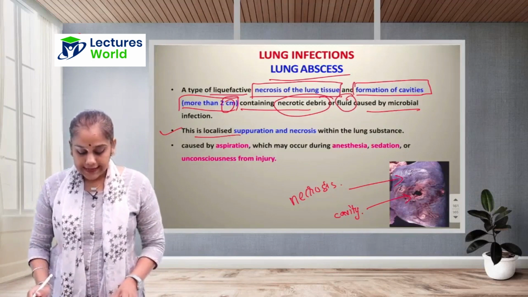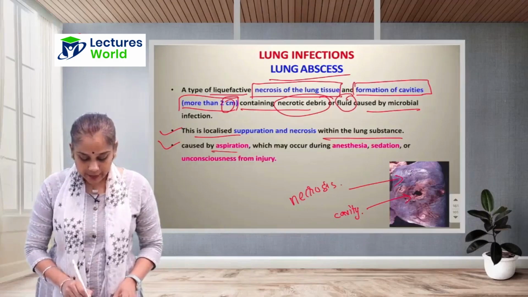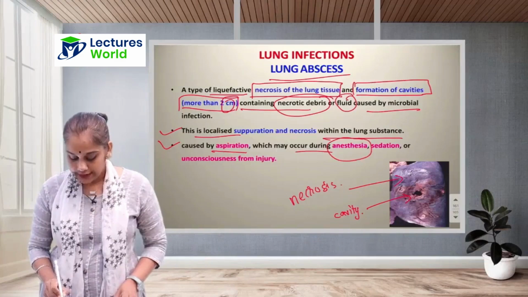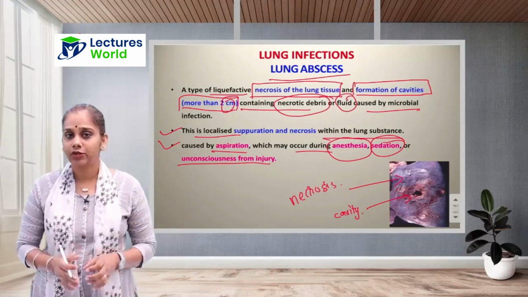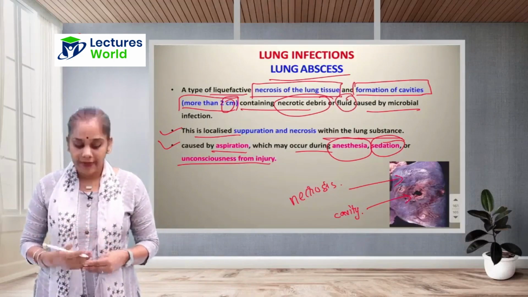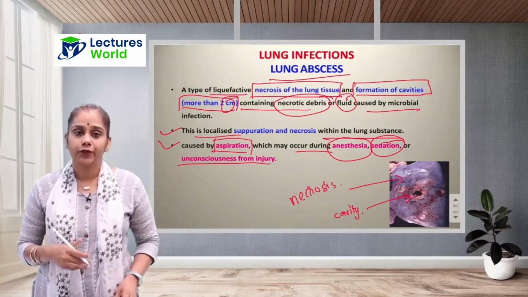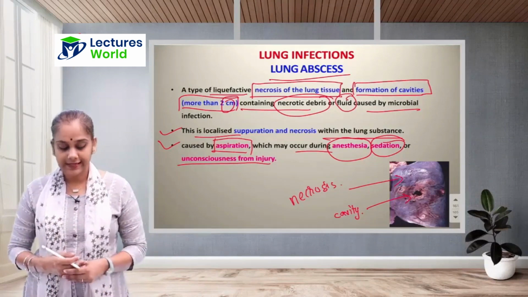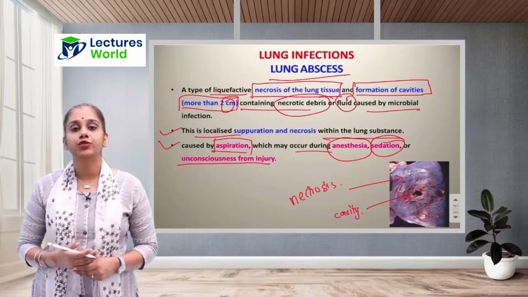So this is a localized suppuration and necrosis within the lung substance caused by aspiration, which can occur during anesthesia, during sedation, or unconsciousness from injury. At the time of unconsciousness, sedation, as well as anesthesia, some material can be aspirated into the lungs. They can cause a lung abscess. So lung abscess is necrosis of the lung tissue as well as formation of a cavity that is more than 2 centimeters.